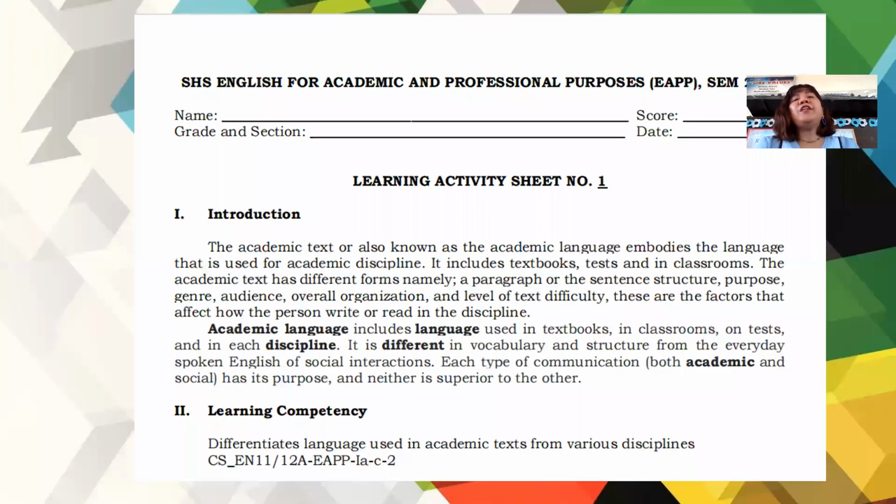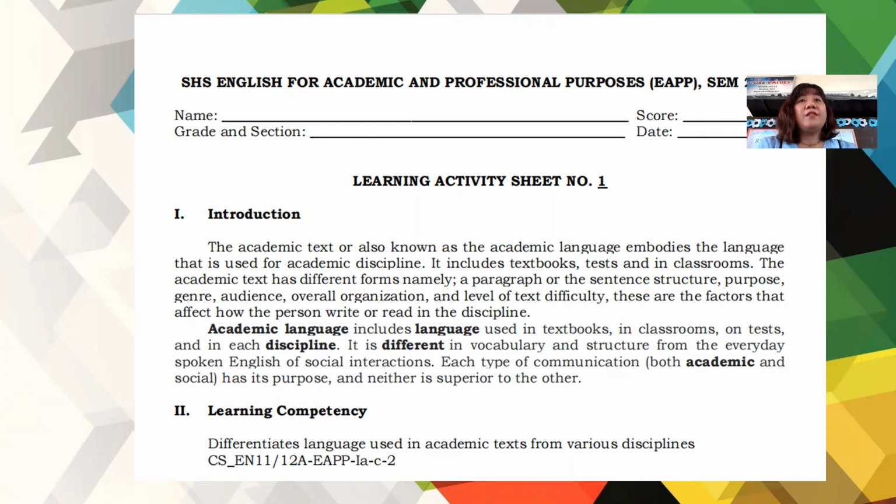So for our learning activity sheet number 1, the following would be the flow: the introduction, the learning competency, the objectives that we're about to target, and as well as the activities that follow. For the introduction, the academic text, or also known as the academic language, embodies a language that is used for the academic discipline. It includes textbooks, tests, and in classrooms.